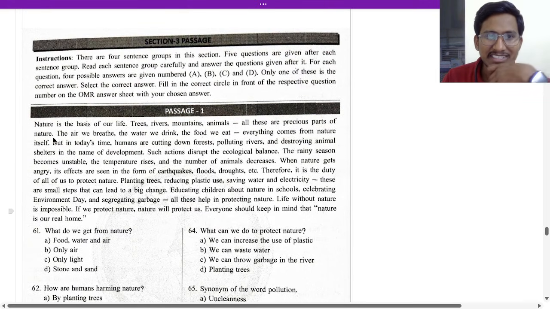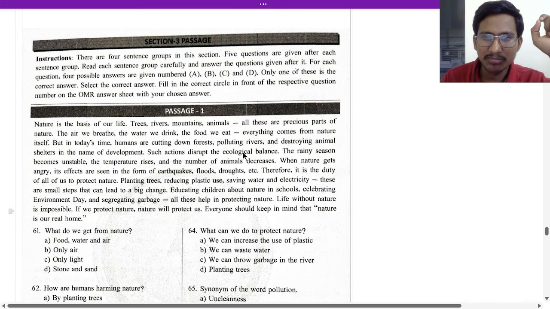So nature is the basis of our life. Trees, rivers, mountains, animals, all these are precious parts of nature. The air we breathe, the water we drink, the food we eat, everything comes from nature itself. But in today's time, humans are cutting down forests, polluting rivers, and destroying animal shelters in the name of development.